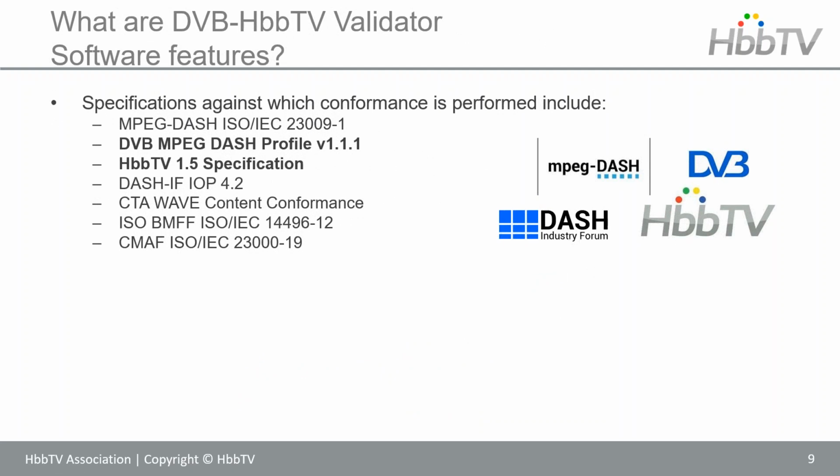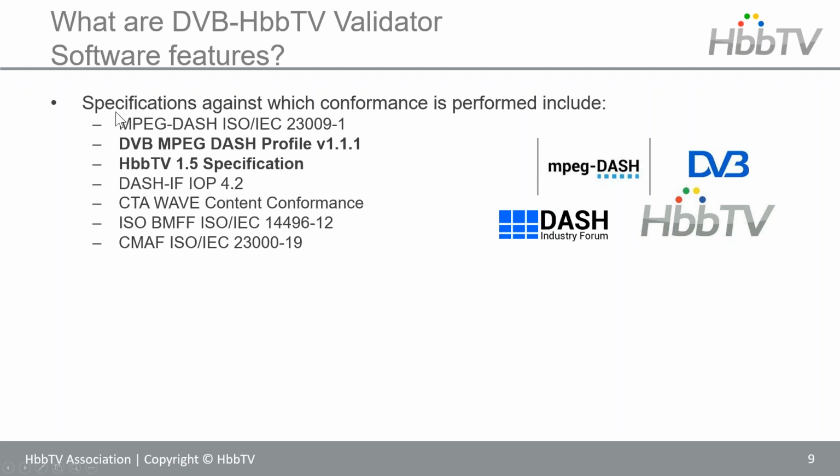So what exactly does this tool test things against? It has a bunch of specifications implemented that it's checking. Obviously, first and foremost, it checks against the MPEG DASH specification, and then the two bold specifications that are the main key point for discussion today: the DVB MPEG DASH profile version 1.1.1 and the HbbTV 1.5 specification. And then, to date, it covers DASH-IF interoperability point version 4.2.